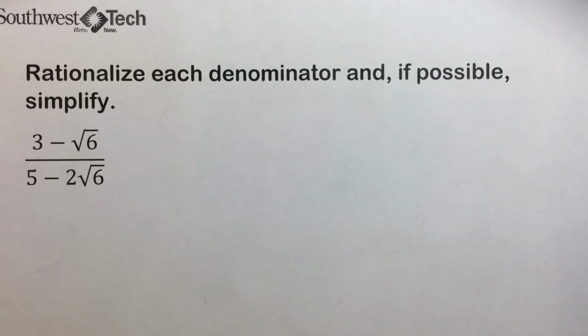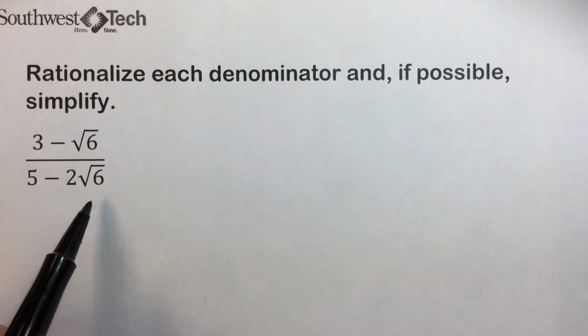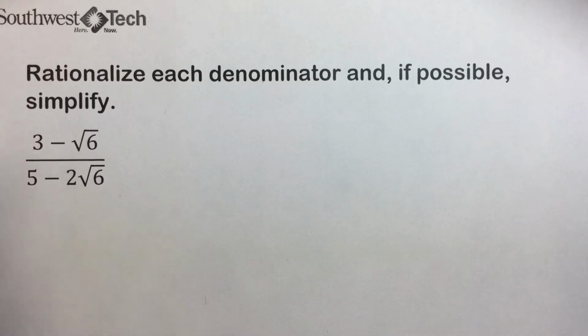Rationalize each denominator and, if possible, simplify. We have an irrational expression in the denominator. Since square root of 6 is not a perfect square, this is an irrational number, and that's what the directions are asking to eliminate: to rationalize the quantity in the denominator.